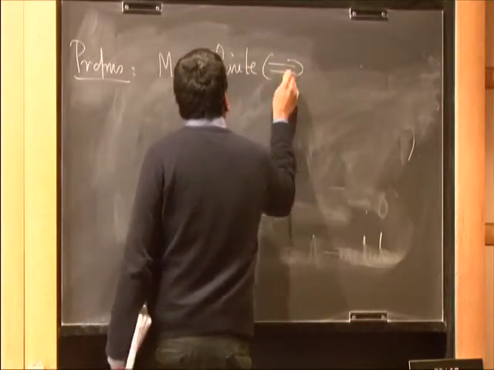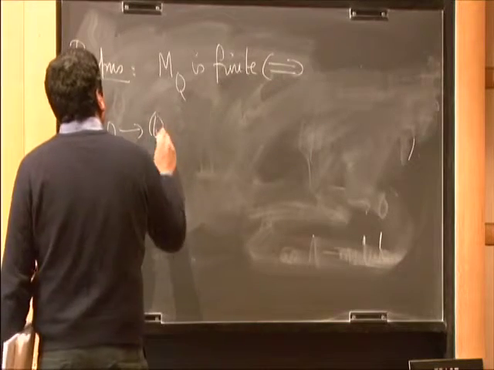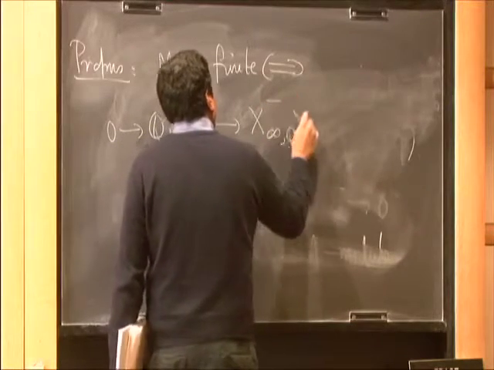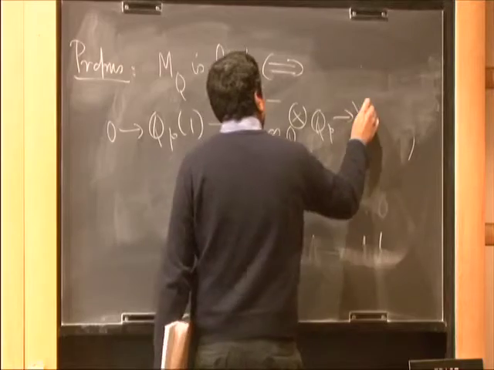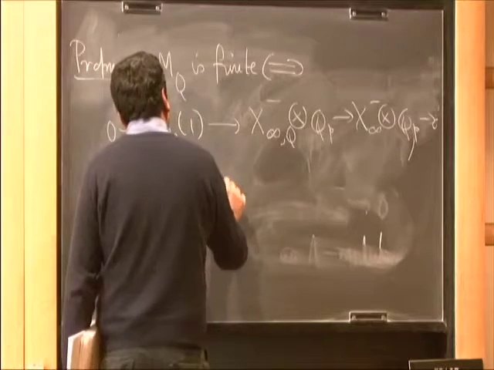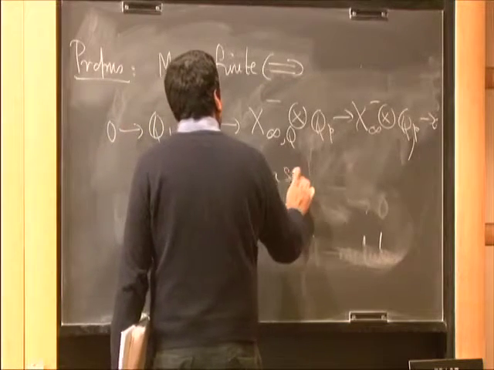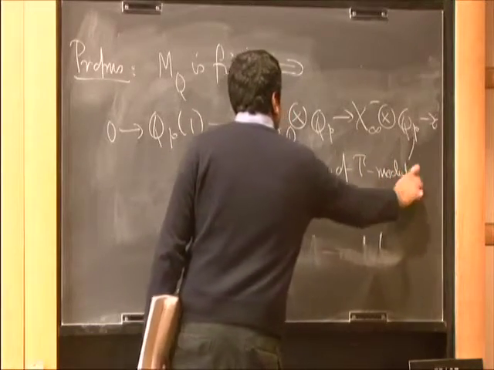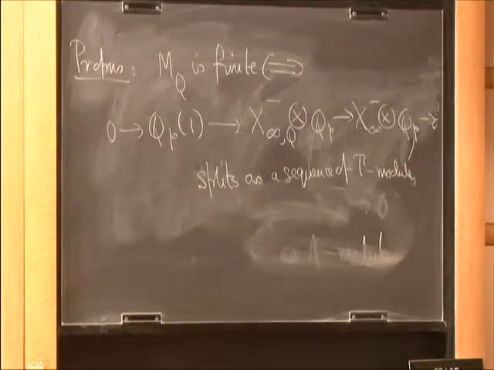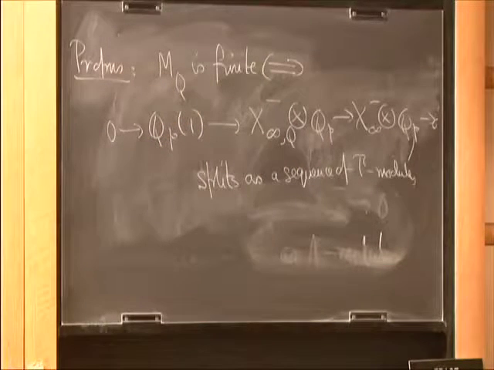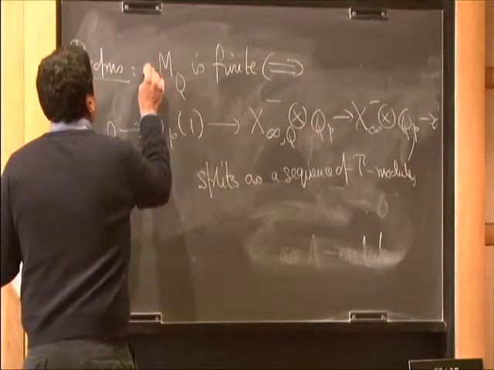if and only if, you look at the sequence I started with and tensor it with Q_p, if and only if it splits as a sequence of the gamma modules. And somehow one is thinking that M_Q captures the property of this extension, so it does capture one property, it captures whether it splits or not. I mean, it splits up to isogeny if and only if the Frobenius module has finite order. And one can have a slight refinement that, in fact, the original exact sequence without tensoring.